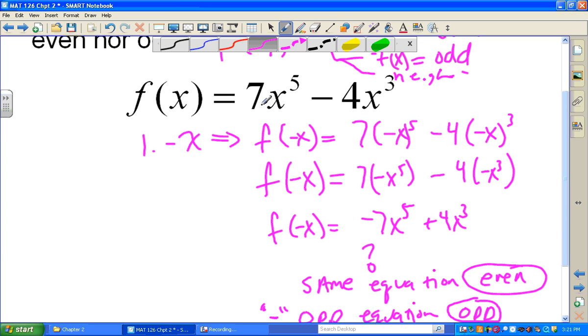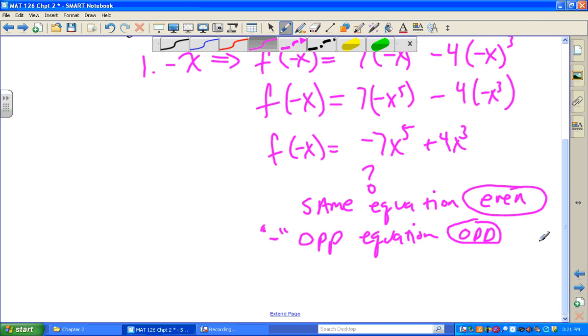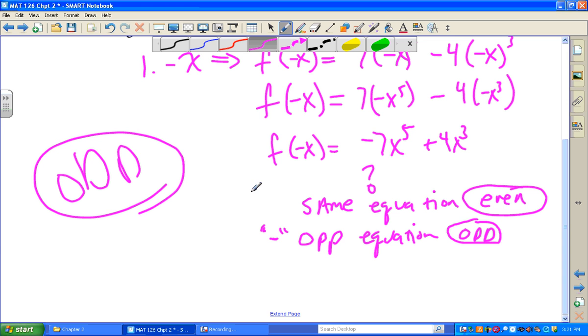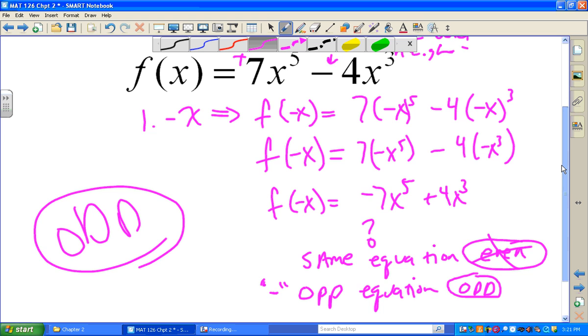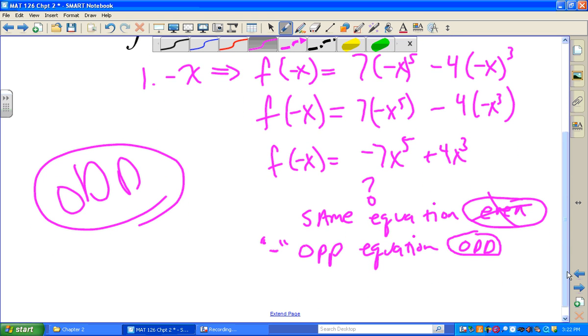In this case, the 7 was positive, it turned to a negative. The 4 was negative, it turned to a positive. It's the opposite of what I started with, so it is an odd function. It has symmetry about the origin. It's an odd function, so it's not even. Okay? Fantastic. All right, let's try another one.